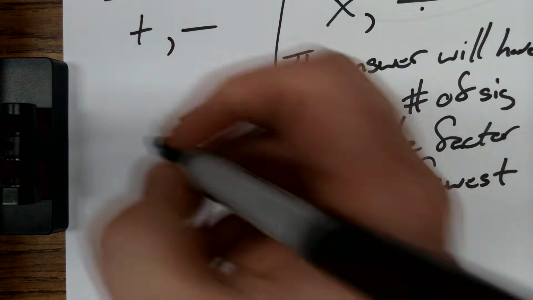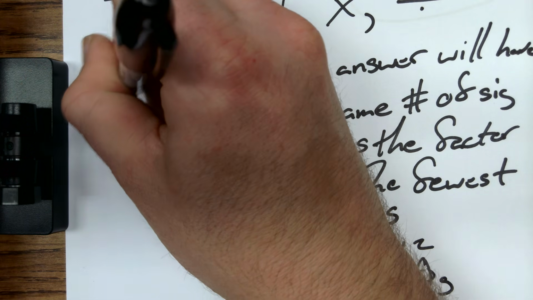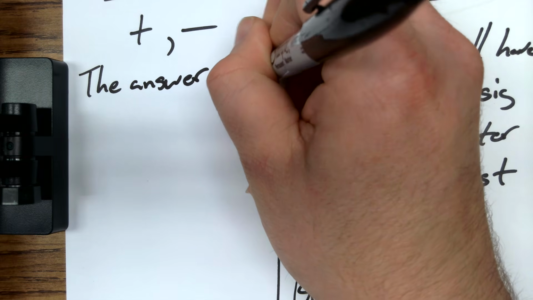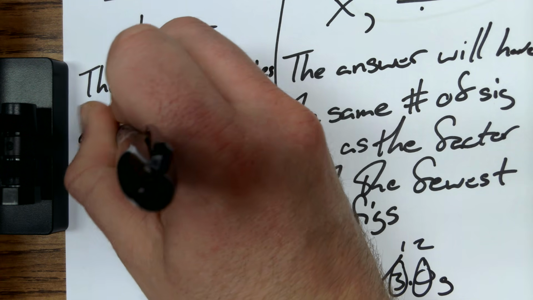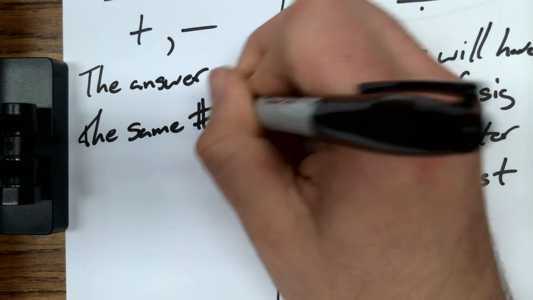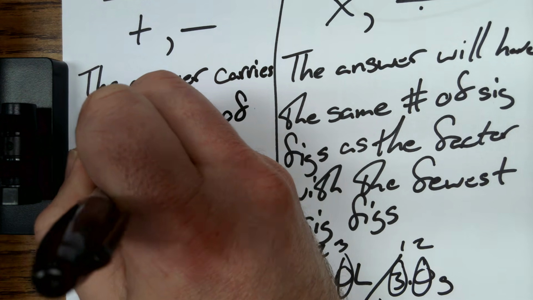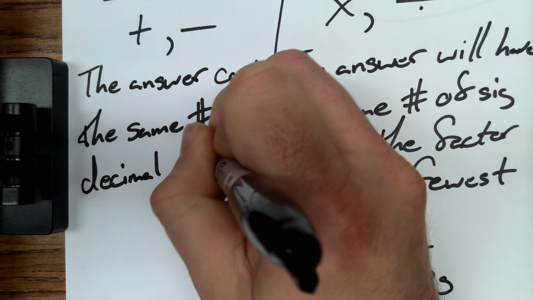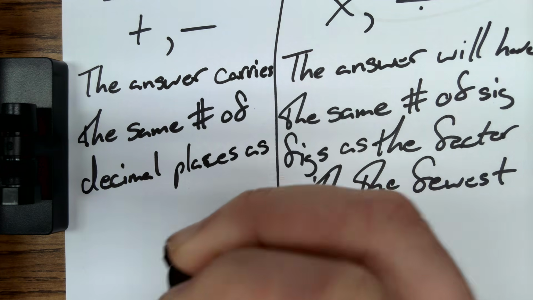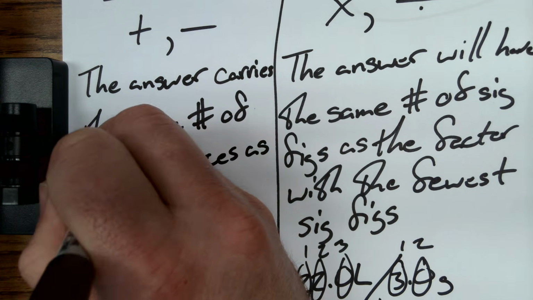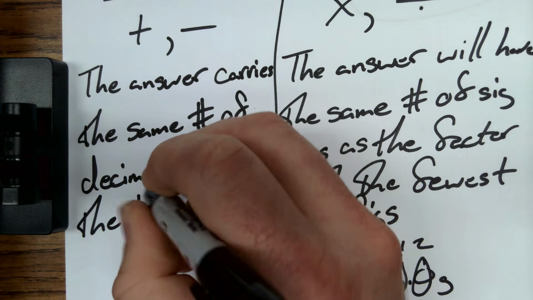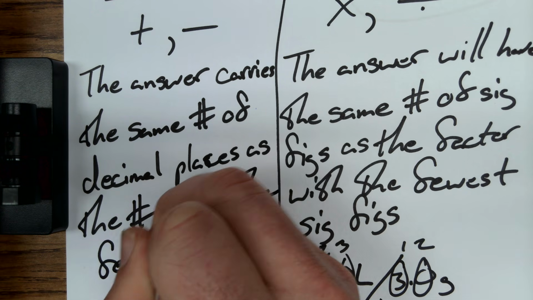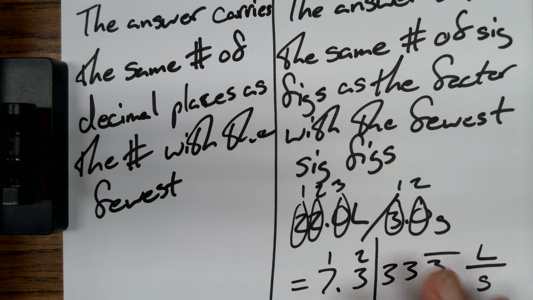For addition and subtraction, the answer carries the same number of decimal places as the number with the fewest. Push that up so you guys see a little bit better.